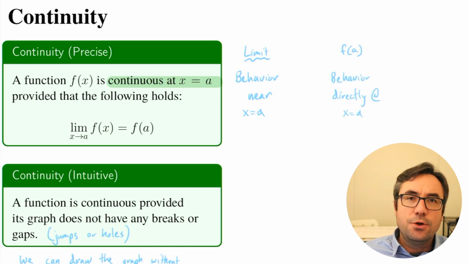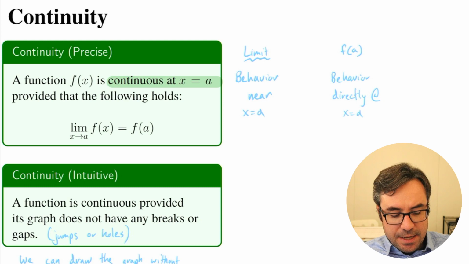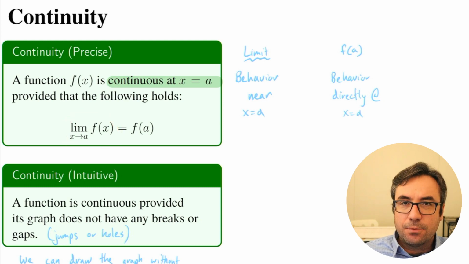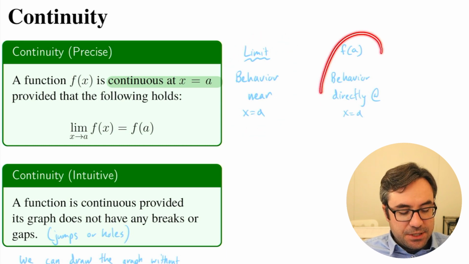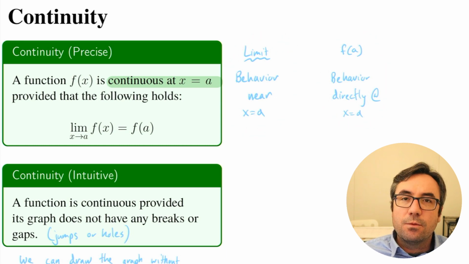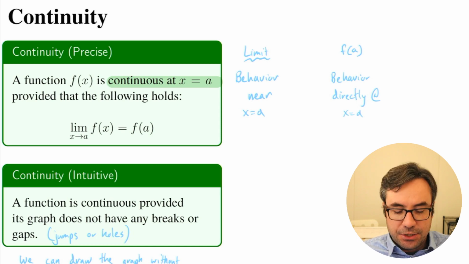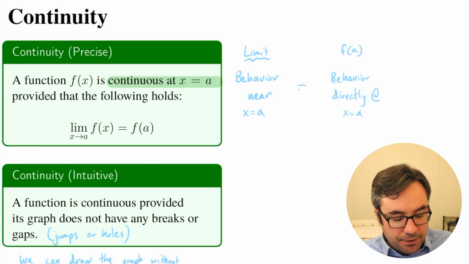And so what continuity is really telling us is that what's going on right around x equals a, a little bit to the left, a little bit to the right, if we kind of move away, the behavior near x equals a matches up perfectly with what's going on directly at x equals a. So they all kind of match up and end up equaling each other.